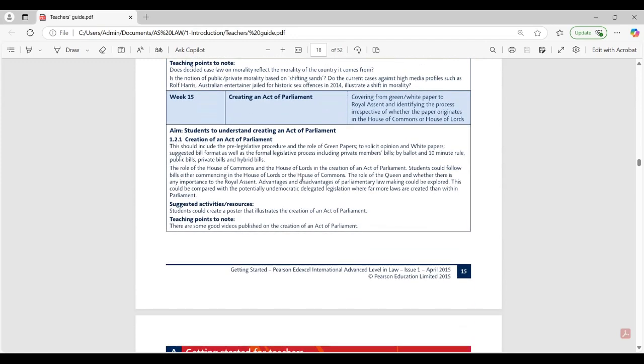And the next part is the creation of an Act of Parliament, where you have to learn about the parliamentary process of making a bill into an Act of Parliament. Up until the King gives assent to a bill, it is known as a bill. Only afterwards is it referred to as an Act of Parliament. So you have to learn this process in detail, with the different steps followed inside the House of Commons and the House of Lords.